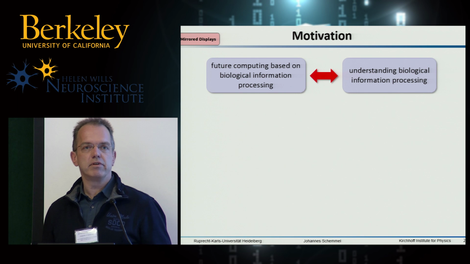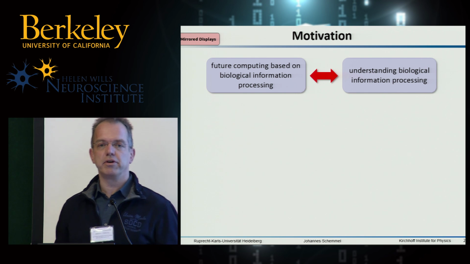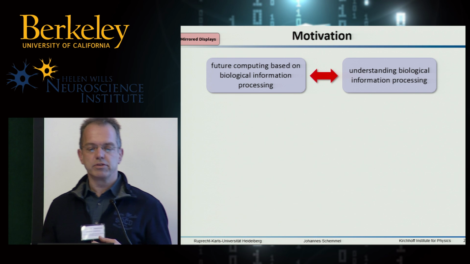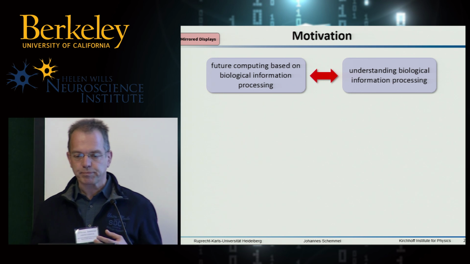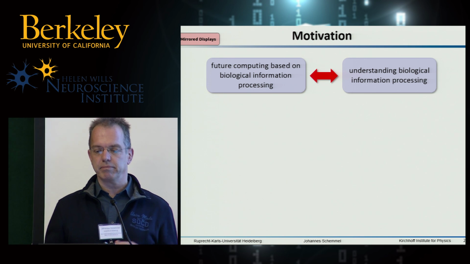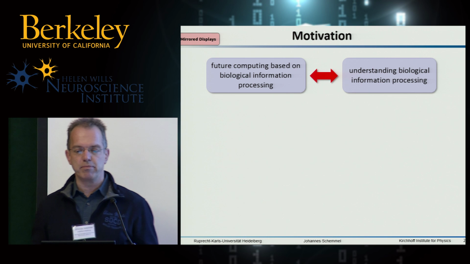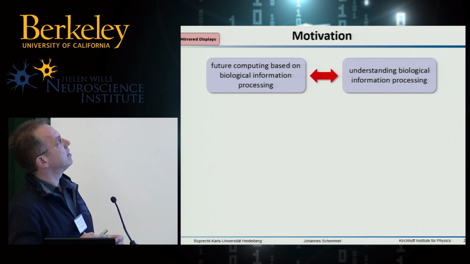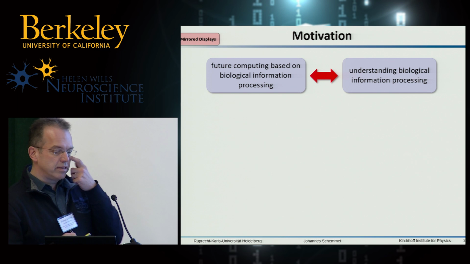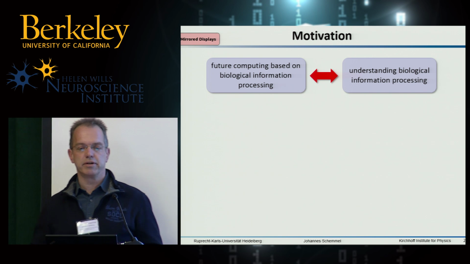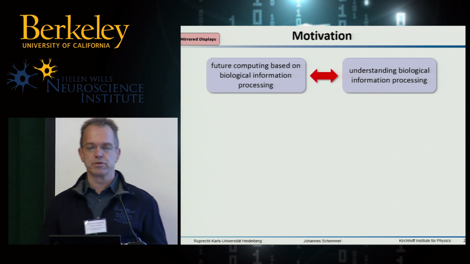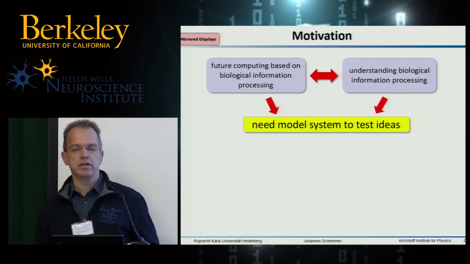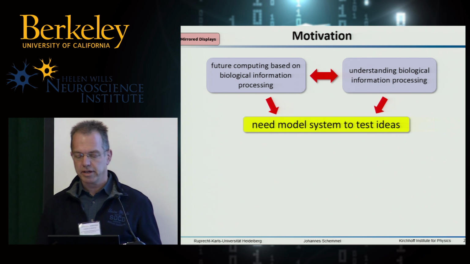The motivation, I will make this short because we have heard it so many times, and I think it's the same here. We want to learn about how the biological brain processes information, so we want to understand biological information processing, and which is more or less the other side of the same coin, we want to use it to build future computing devices. And for both things, we need models to test our ideas.